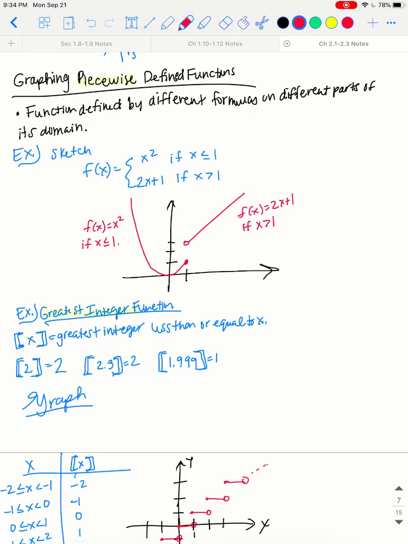So this side is our f(x) equals x squared if x is less than or equal to 1. So we're going to have a parabola when x is less than or equal to 1. These are the values of x going this direction. We're less than or equal to 1, and when we're equal to 1, we have a dot, then we stop. And then we start at 2x plus 1, which is all the way up here for 1, and that's if x is greater than 1, so that's why we have the open dot.